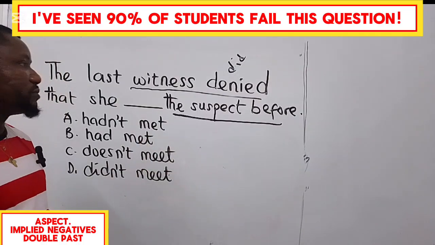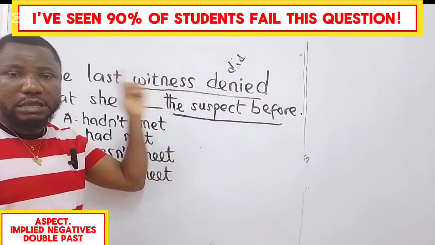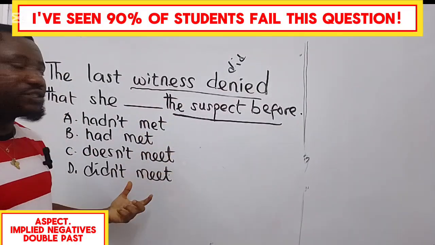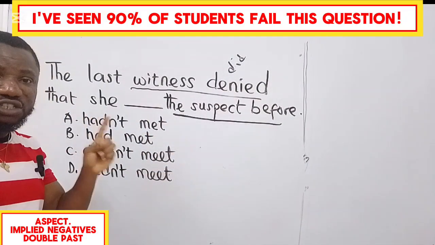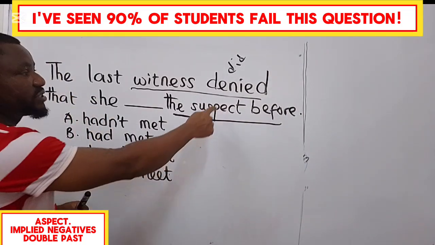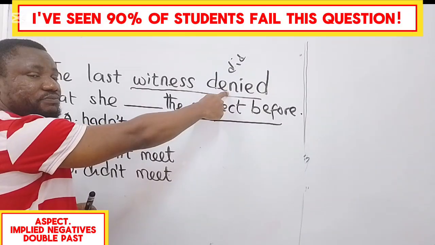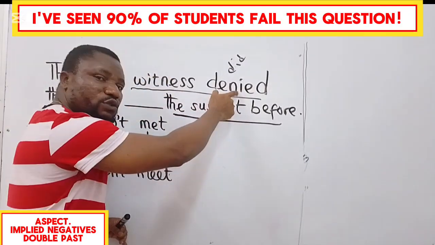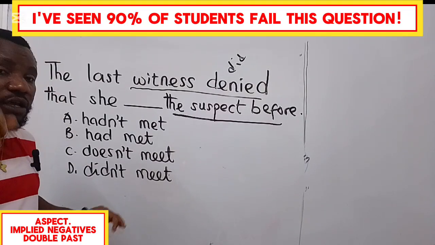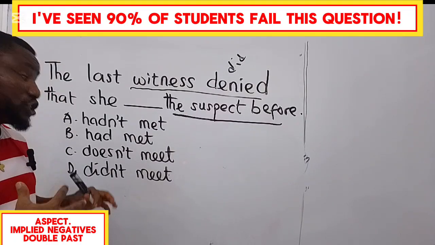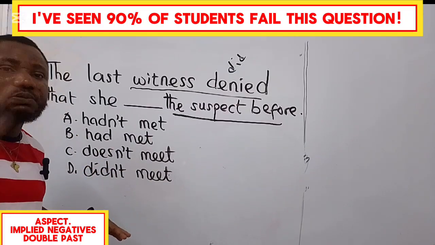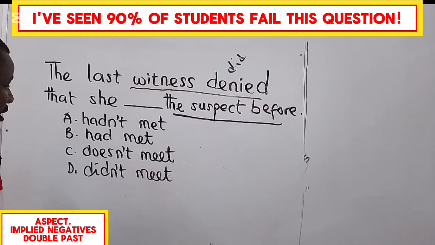Now, when you have words with implied or hidden negative meaning, your answer from the options should not contain any form of negative, because this contains negative already, right? However, the first thing you must spot from the options should be the option with a PPT, past perfect tense. So let's check that out.